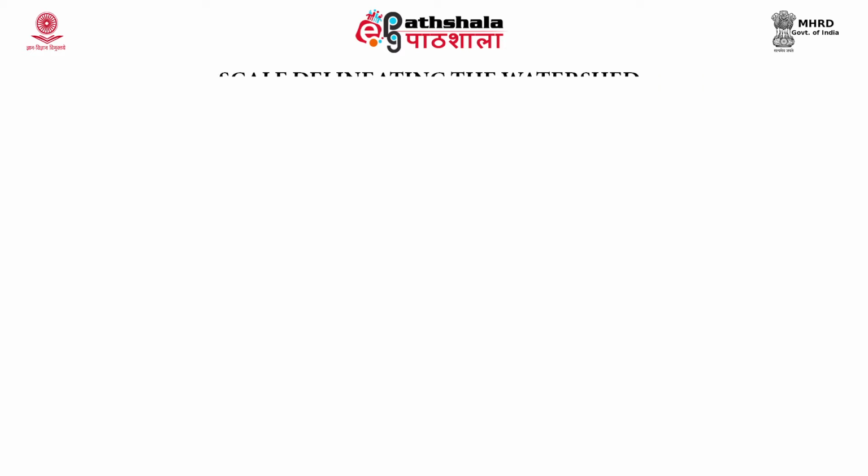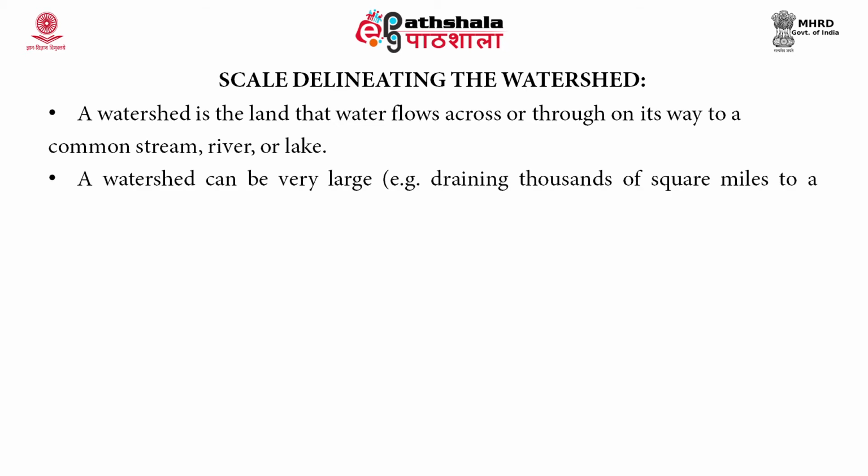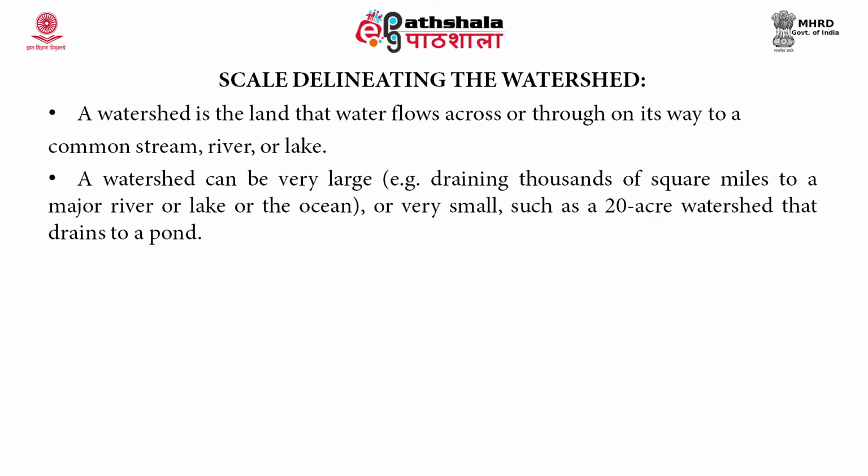The next, which is very important, is the scale of delineating the watershed. A watershed is the land that water flows across or through on its way to a common stream, river or lake. A watershed can be very large, for example draining thousands of square miles to a major river, lake or the ocean, or small, such as a 20-acre watershed that drains to a pond.